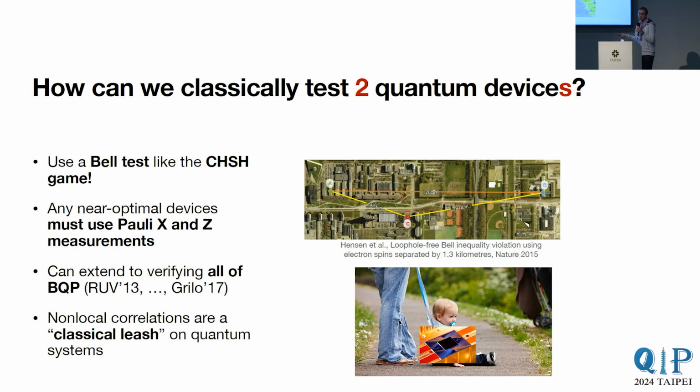I guess the first work that really achieved this was Reichardt, Unger, and Vazirani, and then there's a very elegant scheme due to Alex Grilo, which is what we'll be building on in this talk. The phrase that they sort of coined is that the correlations you see between two separated devices are a kind of classical leash on a quantum system. They're a way for us to control a quantum system even with only classical input and output.